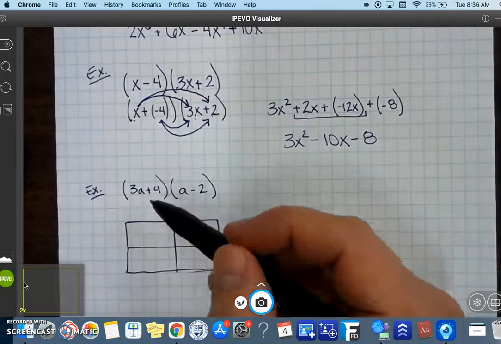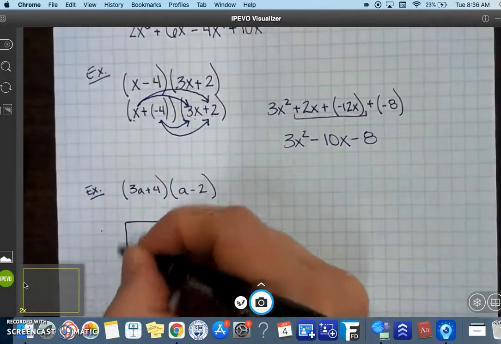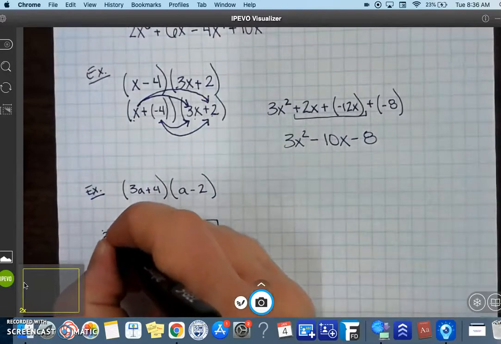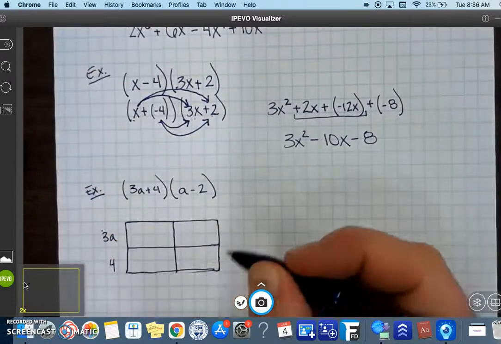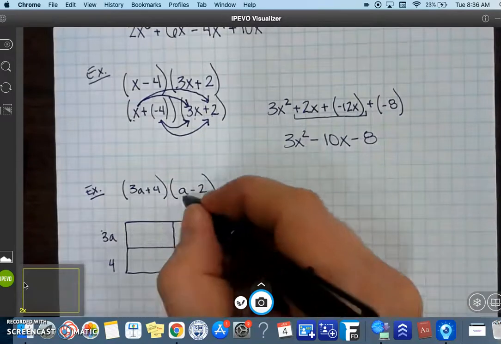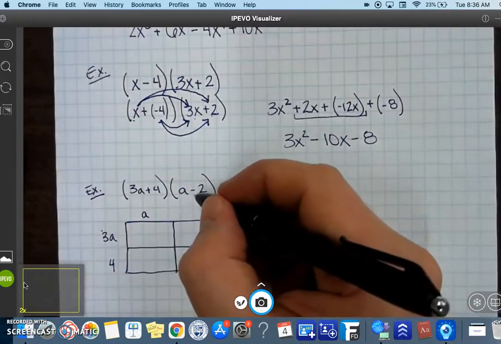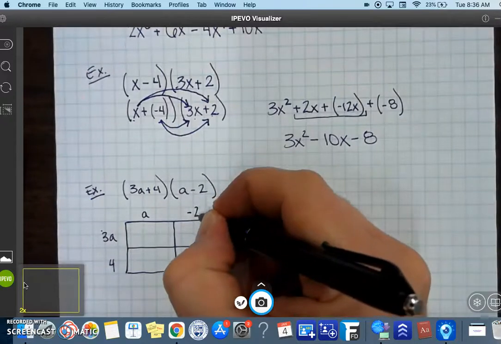And take your first binomial. I made it 2 by 2 because it's a binomial and a binomial. So I take 3a and a positive 4. And on the top, I'll write the second binomial, a. And if I change this to plus, add the opposite, it would be negative 2. So I'm just going to write this as negative 2.